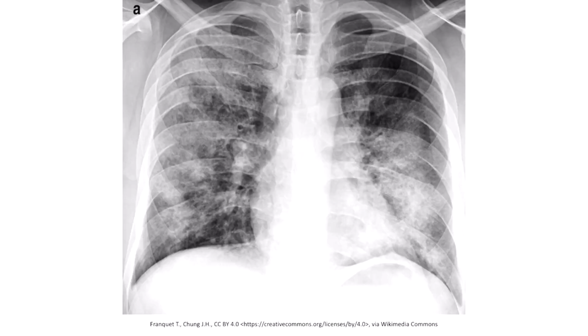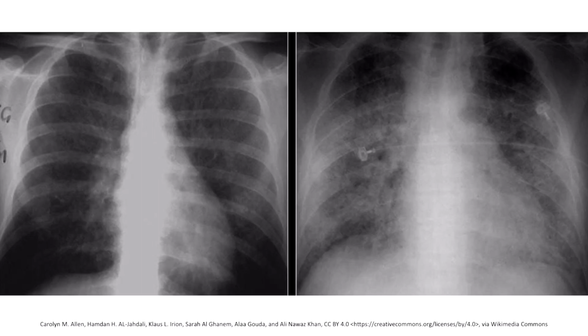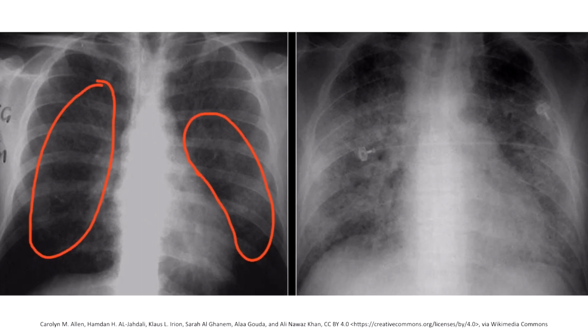Here's an image showing multiple ill-defined reticulonodular opacities involving both lungs in an asymmetric pattern. This is consistent with patchy consolidation seen in bronchopneumonia. This chest X-ray image is showing bilateral ground glass opacity consistent with interstitial pneumonia.